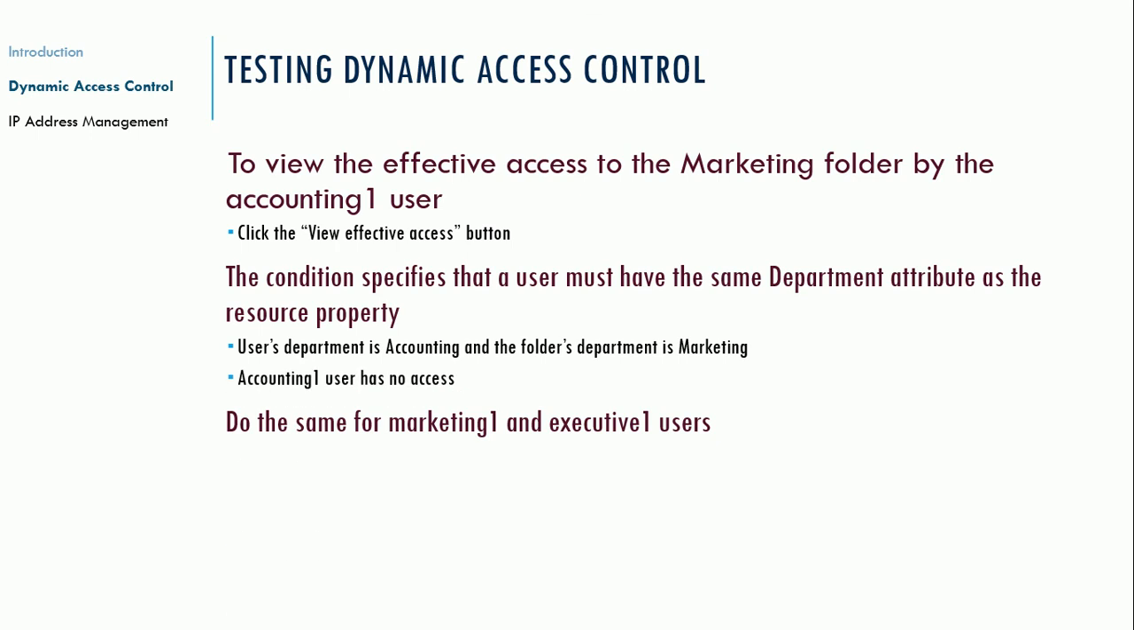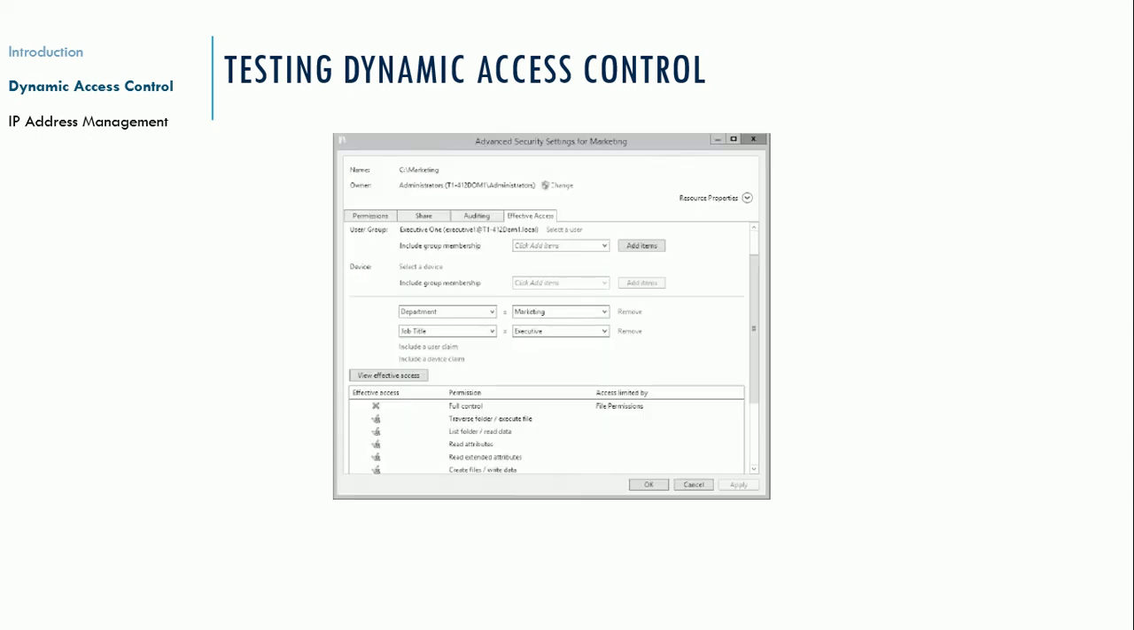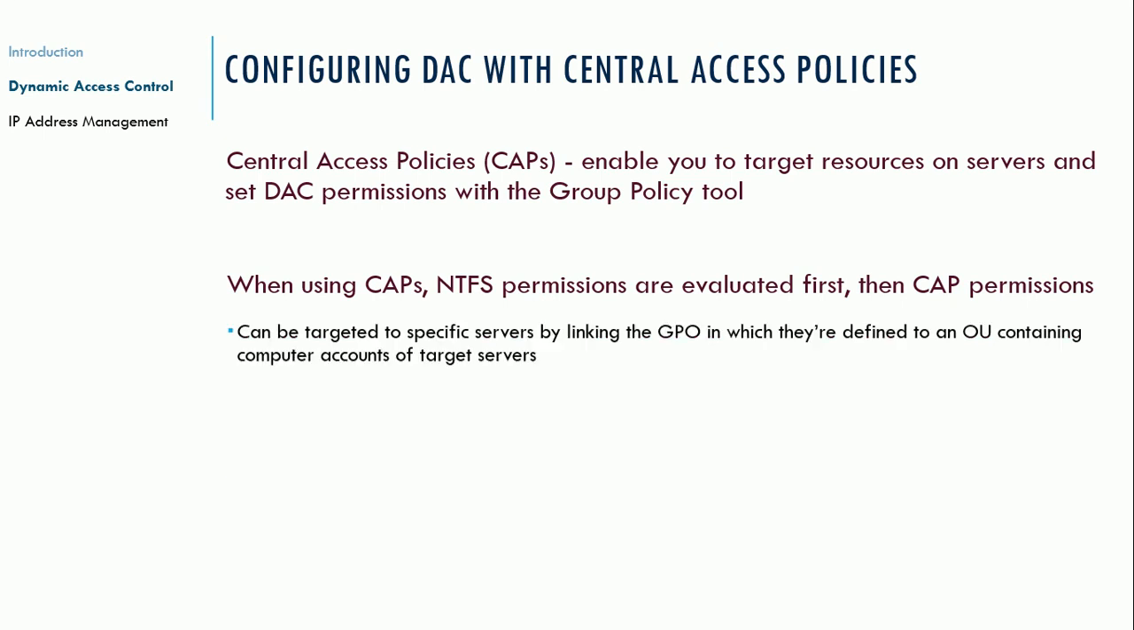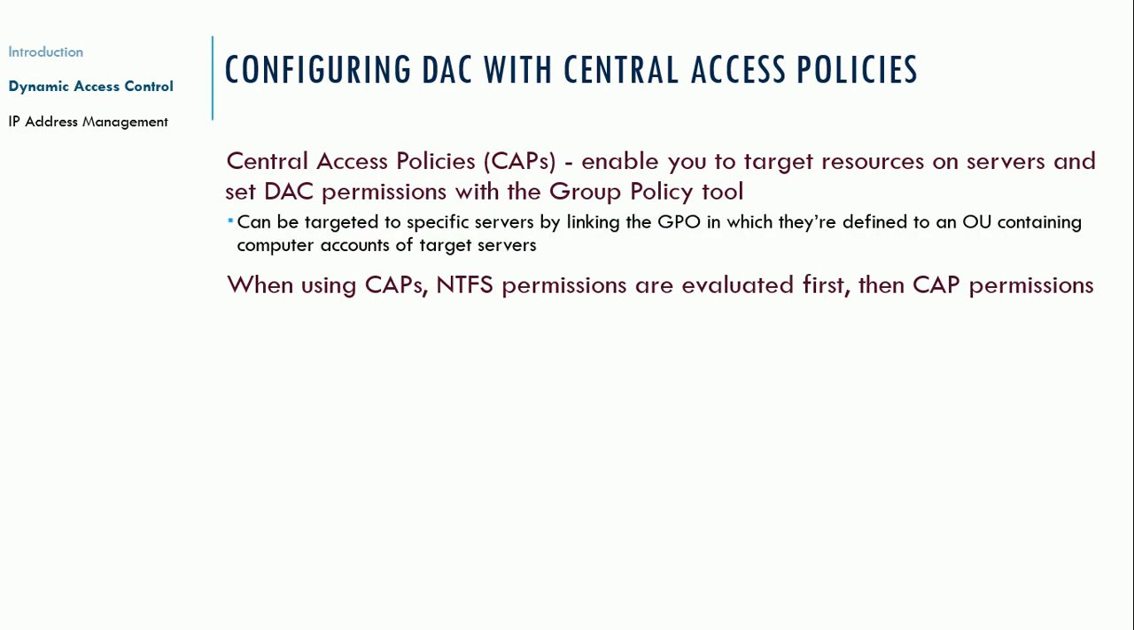So accounting one would have no access. And then you could do the same thing for marketing one and executive one users and see if they're able to access the file, which they should be able to. You can also configure DAC with central access policies. CAPs enable you to target resources on servers and set dynamic access control permissions with the group policy tool. This can be targeted to specific servers by linking the GPO in which they are defined to an OU containing computer accounts of the target servers.